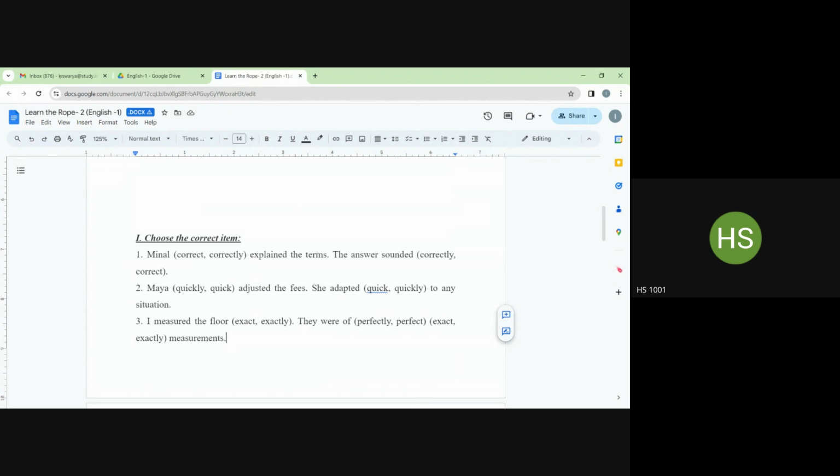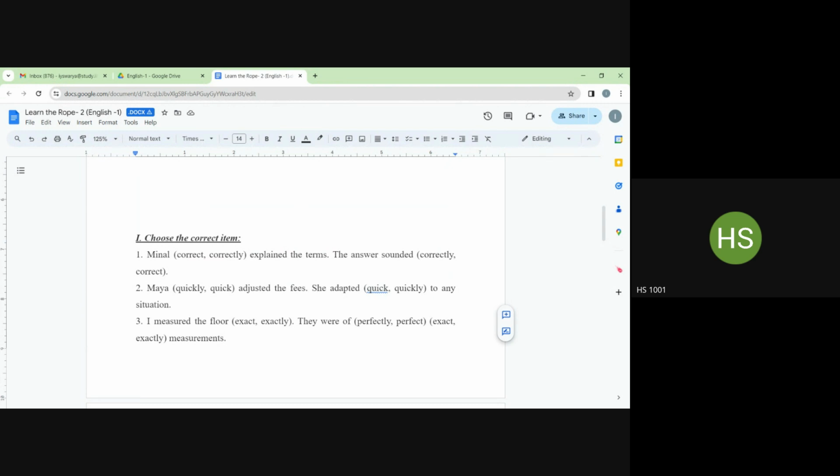So this is an adjective, right? The answer sounded correct because you're modifying the noun, the answer here. Hence, you choose correct over correctly, right? Anything other than a noun cannot be modified by an adjective. Keep this in mind. If what you're modifying is a noun, then definitely the choice has to be an adjective. Okay.